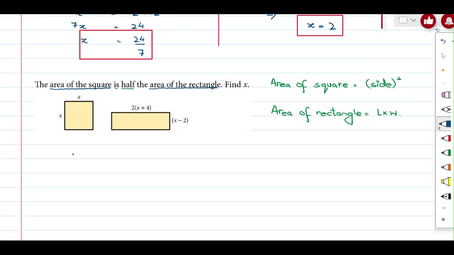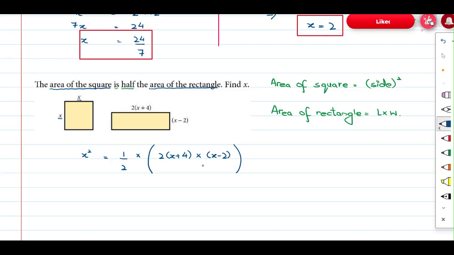Area of a square is side square, and the side length is x. So you can say area of a square is x square. That is equal to half of the area of a rectangle. What is the area of a rectangle? Area of a rectangle is length multiplied by width. Length is 2 times x plus 4, multiplied by the width, which is x minus 2. I hope you understand how I converted the statement into the equation form.